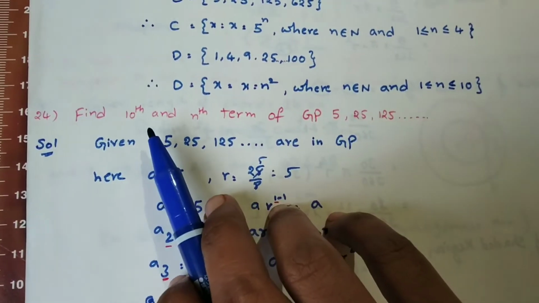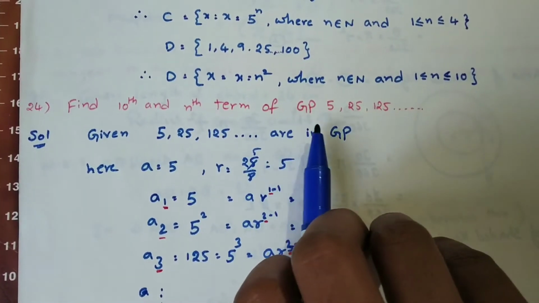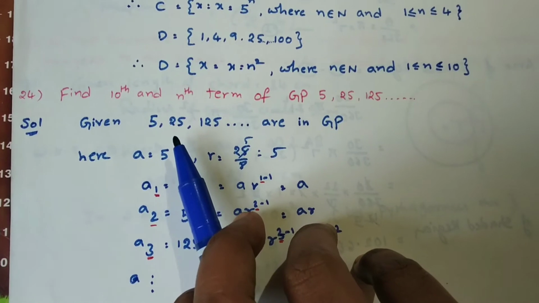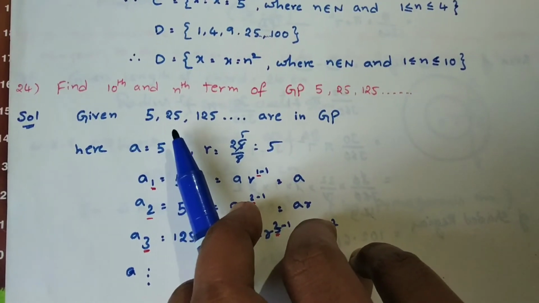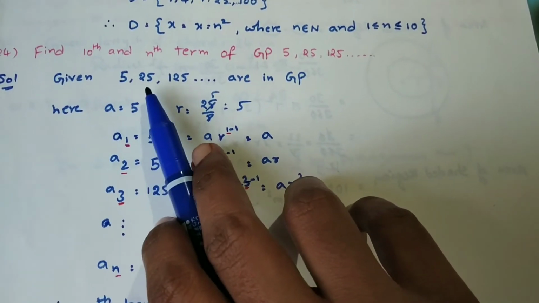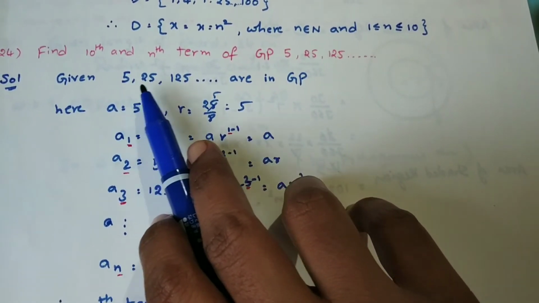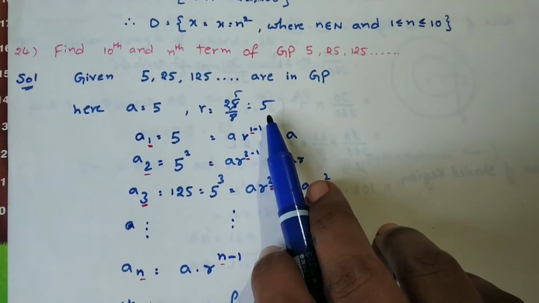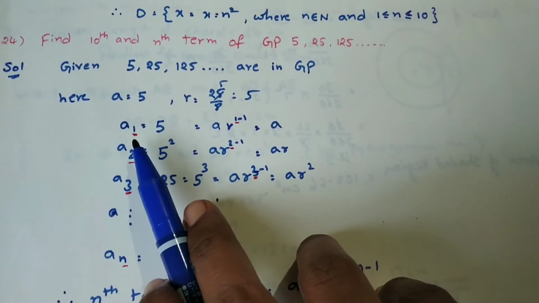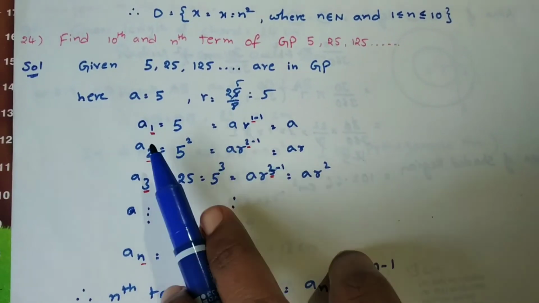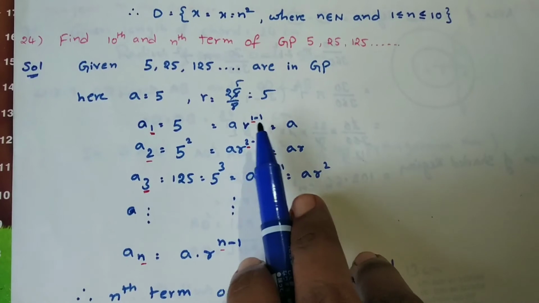24th question. Find 10th and nth terms of GP 5, 25, 125 and so on. Given that the GP is 5, 25, 125 and so on. Here the first term A is equal to 5 and the common ratio R is equal to 25 by 5, 125 by 25, you are going to get common ratio R is equal to 5. If you observe these things, first term A1 is equal to 5, it can be written as A into R to the power of n minus 1, 1 minus 1, 0.